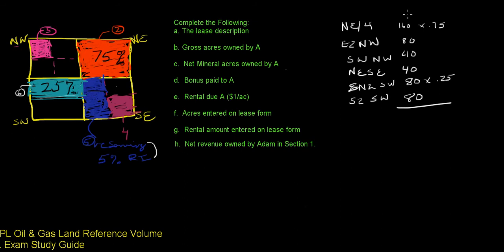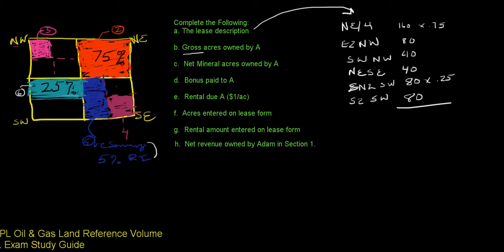Okay, so let's then calculate. That's going to be what our lease description is. Northeast quarter, comma, east half northwest, comma, southwest northwest, comma, northeast of the southeast, comma, north half of the southwest, comma, and south half of the southwest, comma. Every time you see a comma, that's a different property description. So then let's calculate what this is going to be. This is going to be our gross acres because we're not going to multiply it by the percent of ownership that the person owns yet.